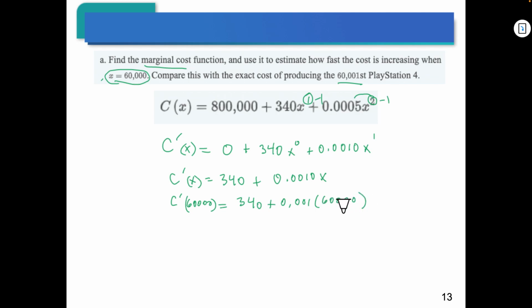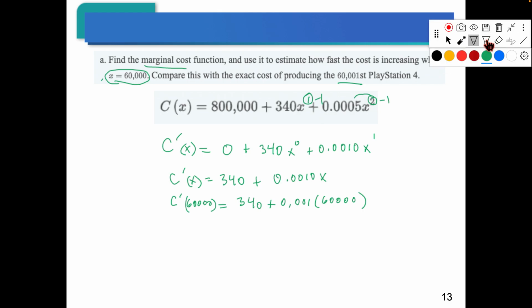So that when we multiply by powers of 10, it's 1, 2, 3 places we need to move the decimal. So I'll move this decimal 1, 2, 3. So that's going to be $60 extra for that one. So it's going to be 340 plus 60, so $400 for one more. So again, early on it was only costing us $340 for each one, but as we get further out here, it's now costing us $400 for each additional one we want to make.